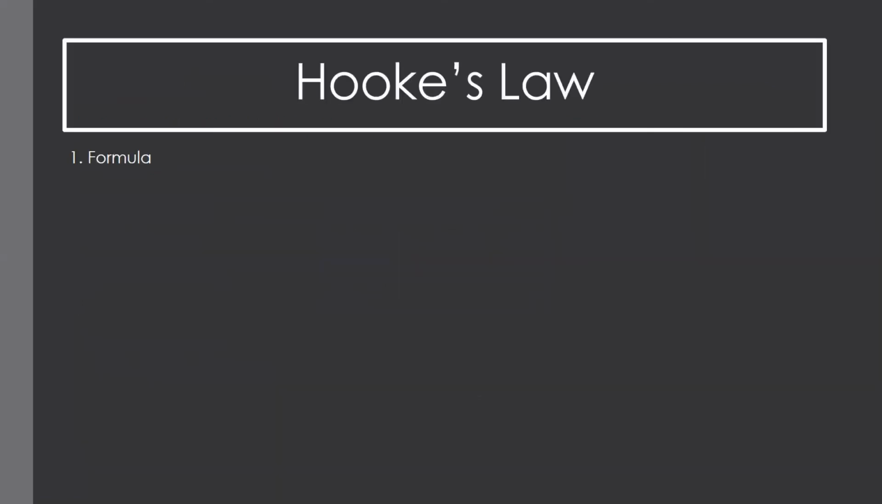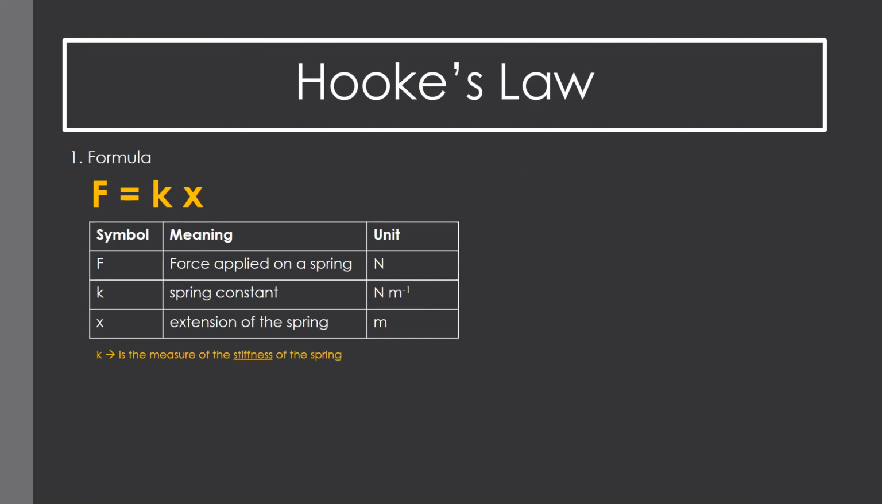Now, back to the Hooke's law. We already know the formula, which is F equals k times x, where F is the force with unit Newton, k is the spring constant with the unit Newton per meter, and x is the extension of the spring in meter. So, what is the definition of this law?